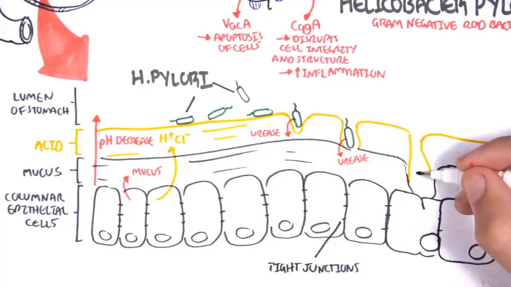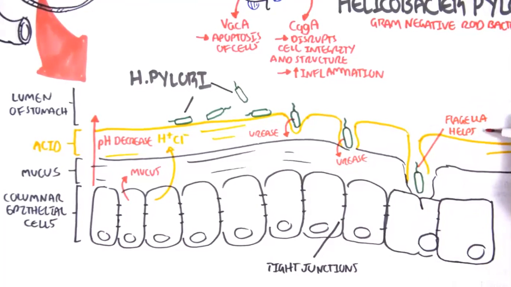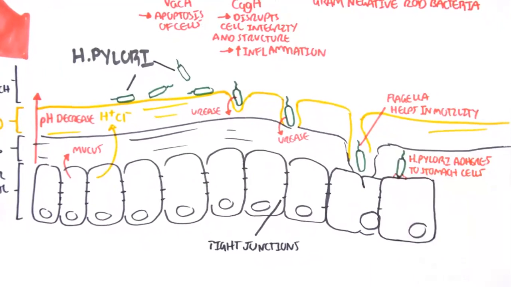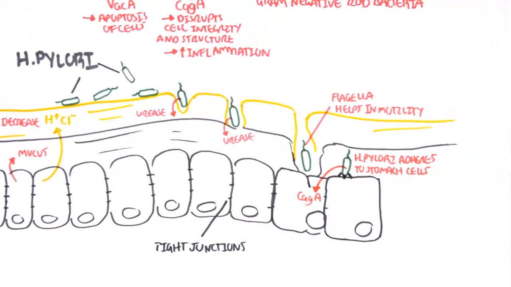Now here you are seeing the flagella, which help in the motility, the movement of the bacteria towards the muscle of the stomach. Now you will see that when the bacteria reaches the muscle layer, it adheres to the layer with the help of lipopolysaccharides, which helps the bacteria adhere to the wall of the stomach.